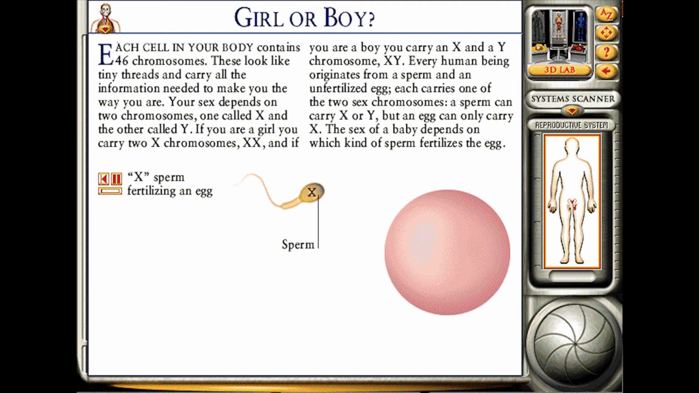A sperm carrying an X chromosome swims towards an egg also carrying an X chromosome. When the sperm arrives, it penetrates the egg and fertilizes it. This fertilized egg contains 2 identical sex chromosomes, X and X, and will develop into a girl.